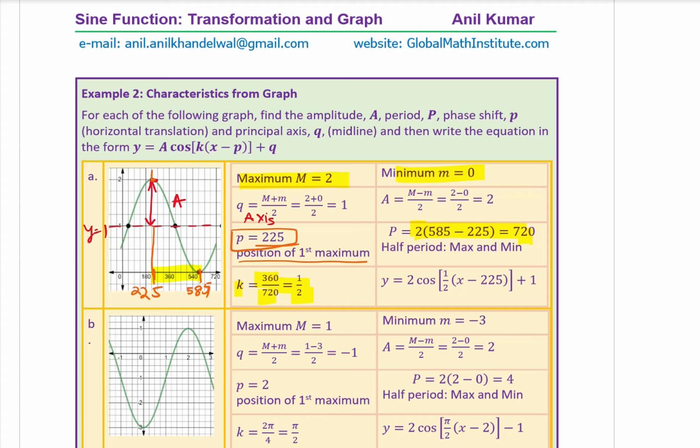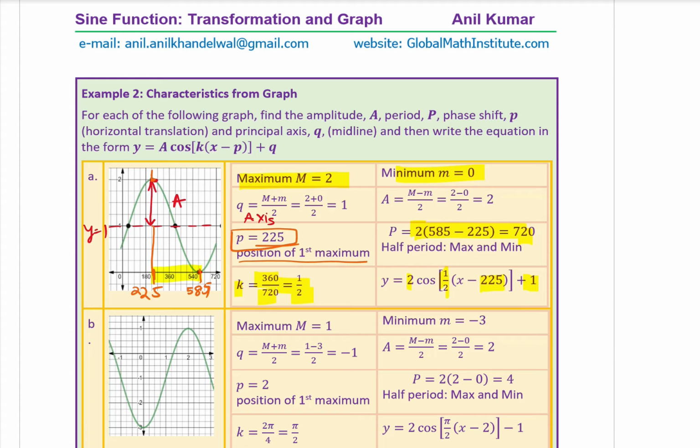Now we have all the parameters. Vertically stretched by a factor of 2, which is the amplitude. Horizontally stretched by a factor of 2 gives you half as k. Phase shift by 225 and 1 up, the vertical translation. Follow the same method and write down the equation for the next graph.